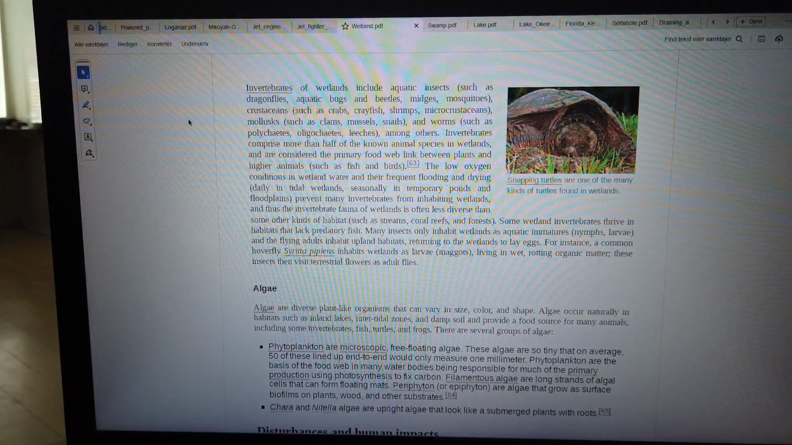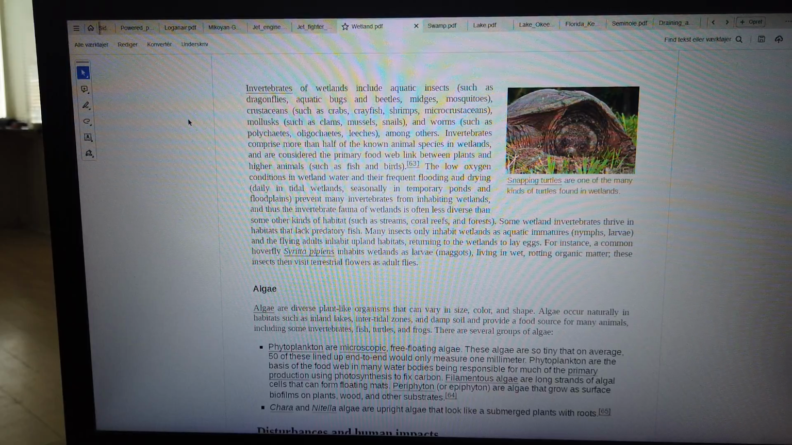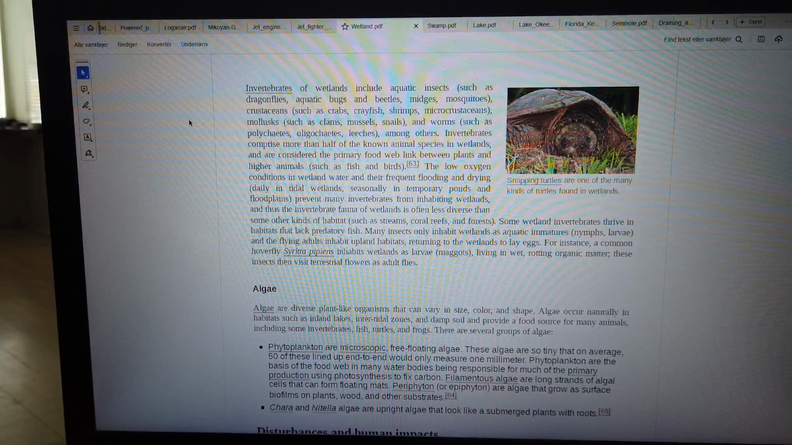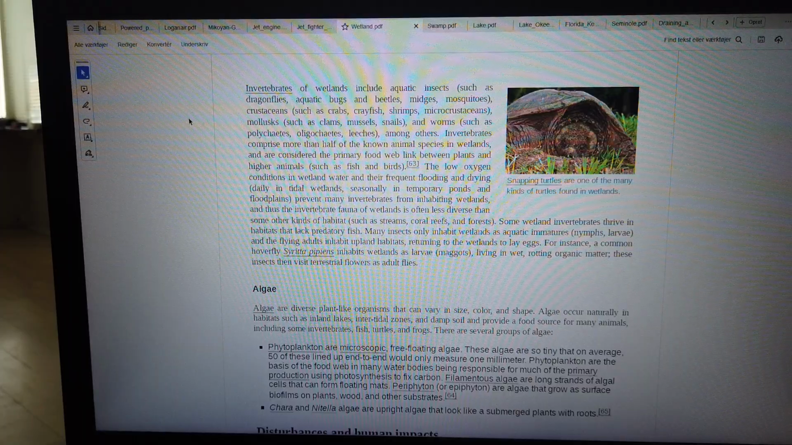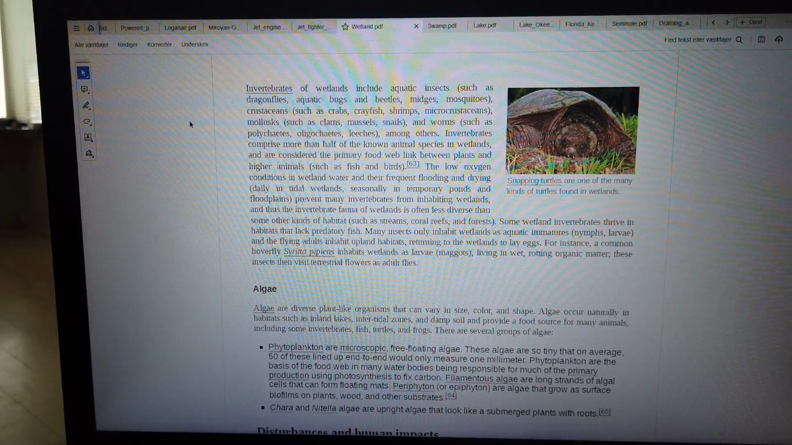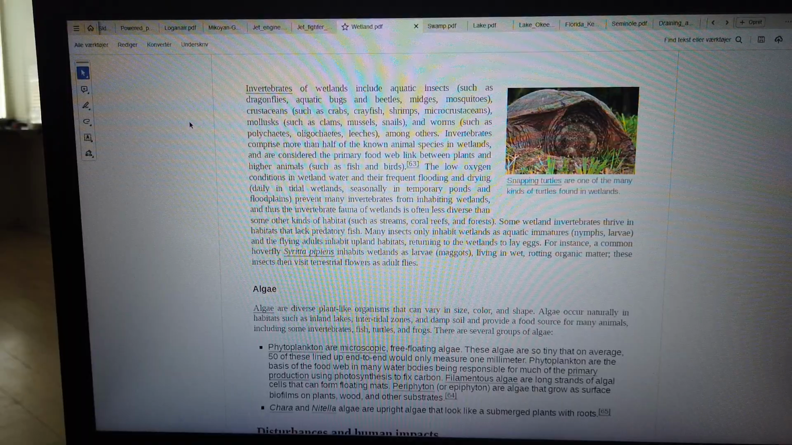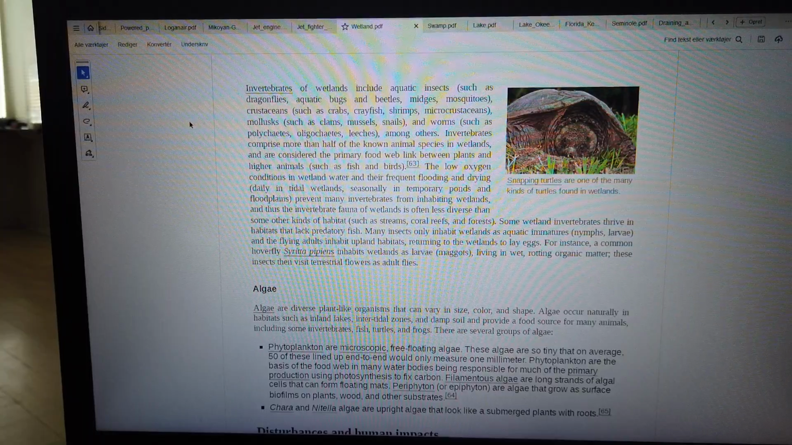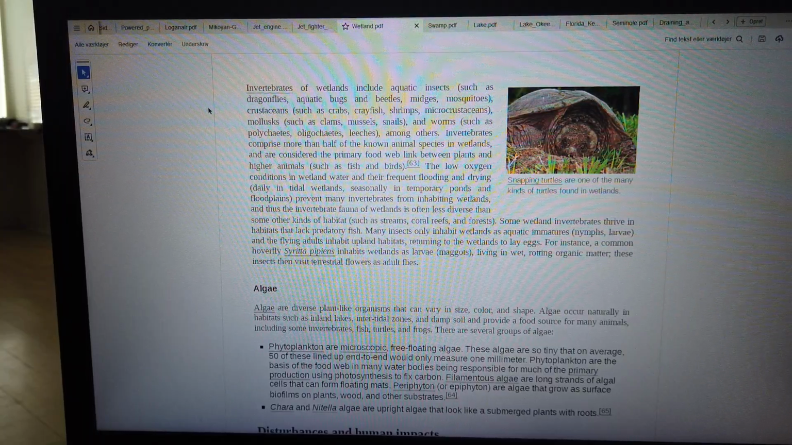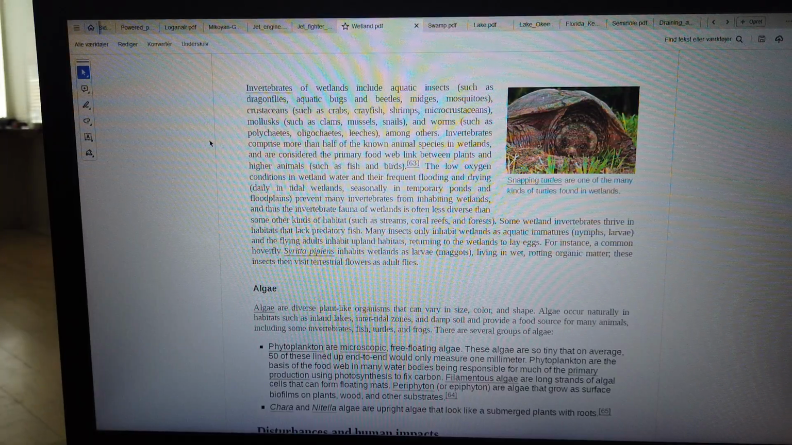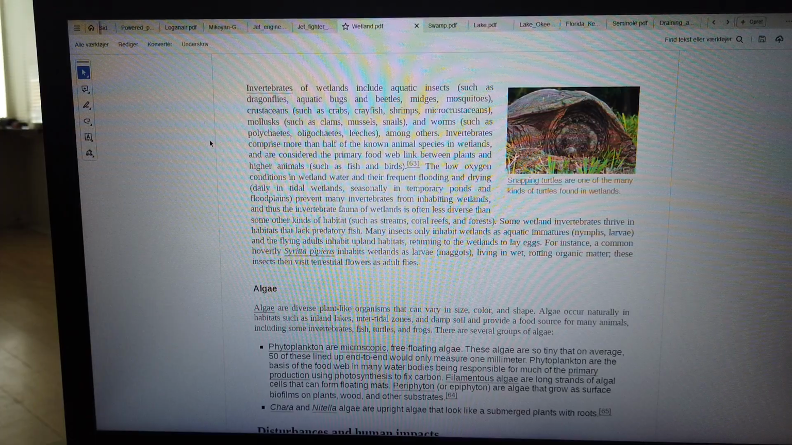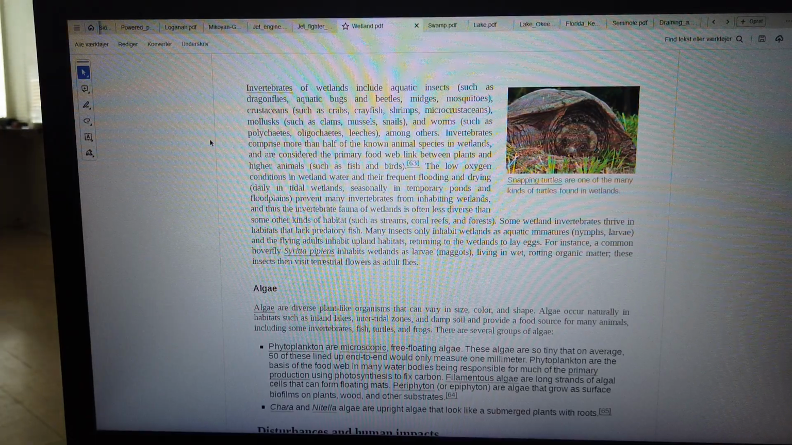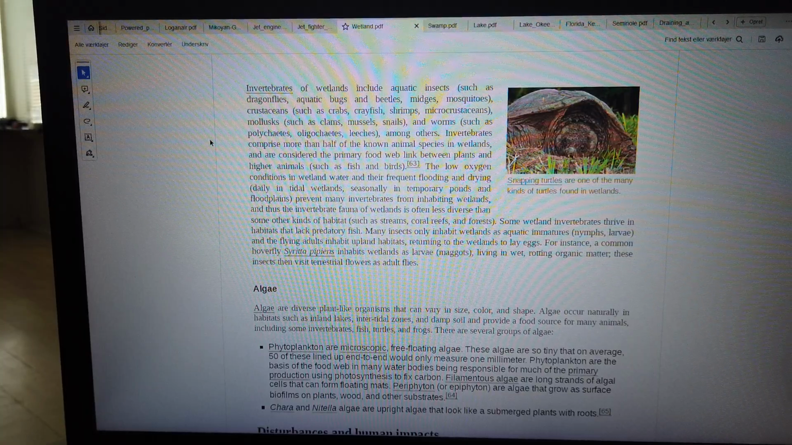Invertebrates of wetlands include aquatic insects, such as dragonflies, aquatic bugs and beetles, midges, mosquitoes, crustaceans, such as crabs, crayfish, shrimps, microcrustaceans, mollusks, such as clams, mussels, snails, and worms, such as polychaetes, oligochaetes, leeches, among others. Invertebrates comprise more than half of the known animal species in wetlands and are considered the primary food web link between plants and higher animals, such as fish and birds.